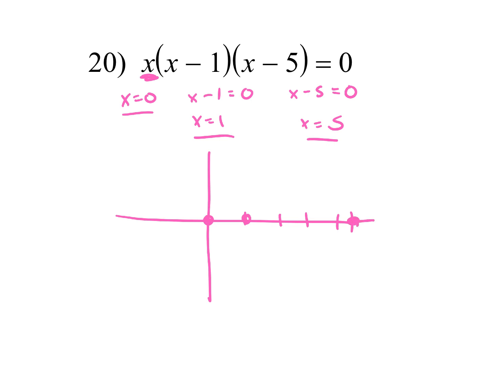And next is my end behavior. How many x's do I have? 3. Do any of those x's have a negative in front? Nope. So it's a positive x cubed. So what's the right arrow going to do if it's positive? Up. What does the left arrow do? Down. So down and then up. And then we connect the dots.